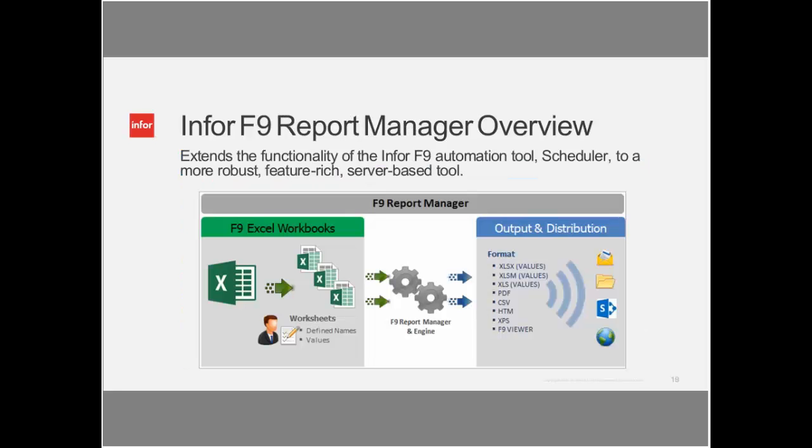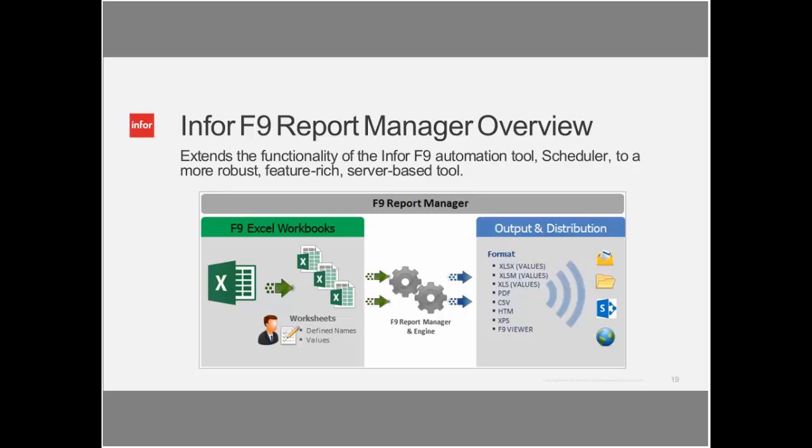Okay, so the next new product, Infor F9 Report Manager, I mentioned earlier, is an automation tool, much like the scheduler that is a part of the F9 Report Writer, but it's more robust. It's server-based, it does more, and I will point out some of the key things in the next slide. But really you can take an Excel F9 report and schedule the report to calculate on a time-driven basis, and also change filter criteria, so you can change parameters.